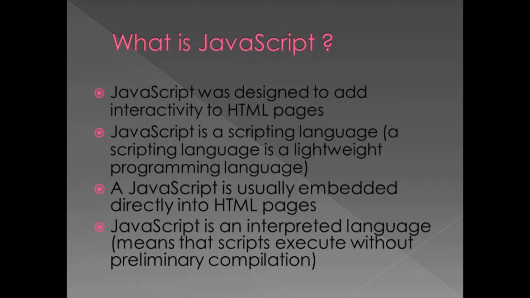JavaScript is an interpreted language. Why can we say that? Because compilation varies in other languages, but in JavaScript execution is always from top to bottom. Whatever code has been written in the block is always executed from the top to bottom. That's why we say it's an interpreted language.